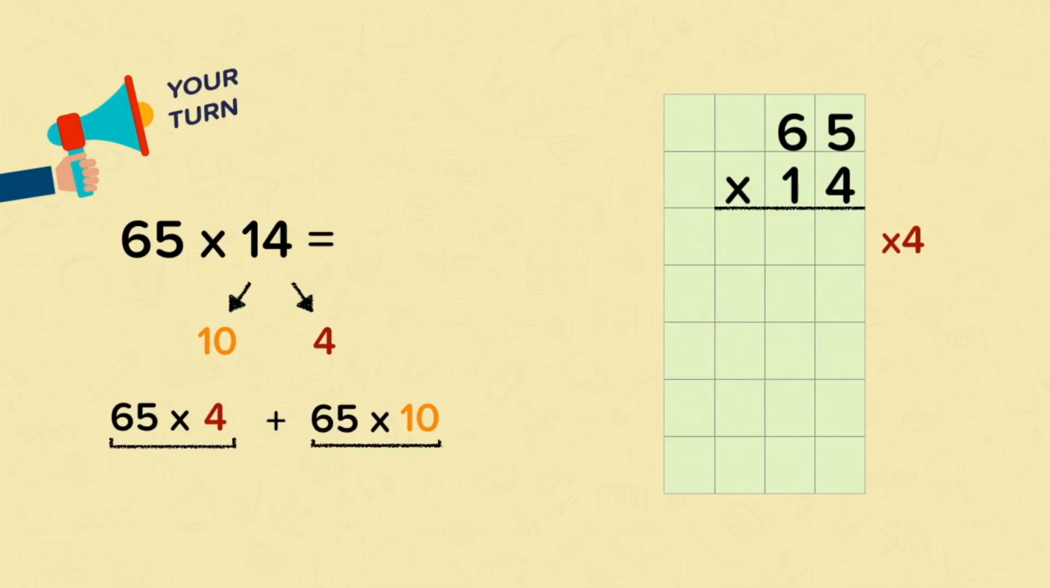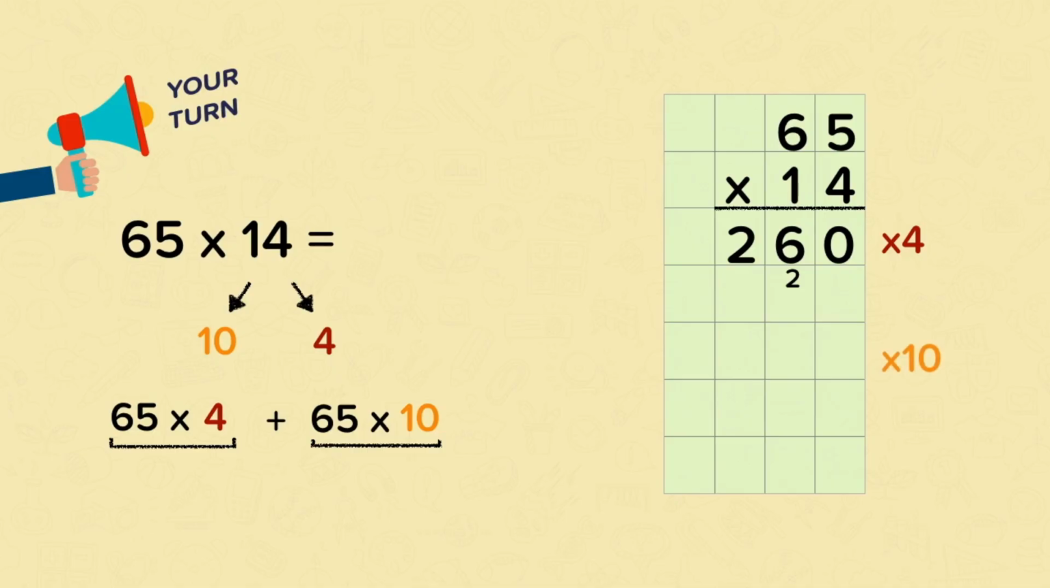Next, you should have worked out 65 times 4. For the ones, 5 times 4 equals 20. Exchange the 2 from 20 into the tens place. For the tens, 6 times 4 equals 24. Add the exchanged 2 to get 26. 65 times 4 equals 260.